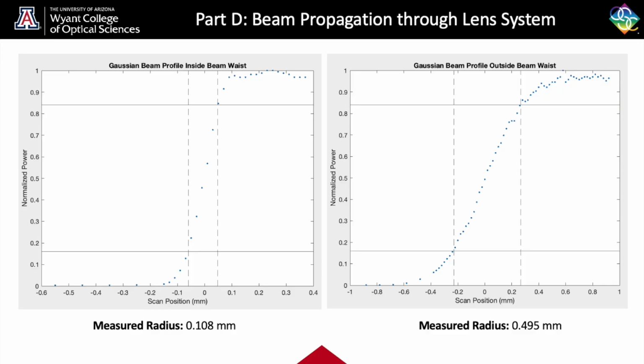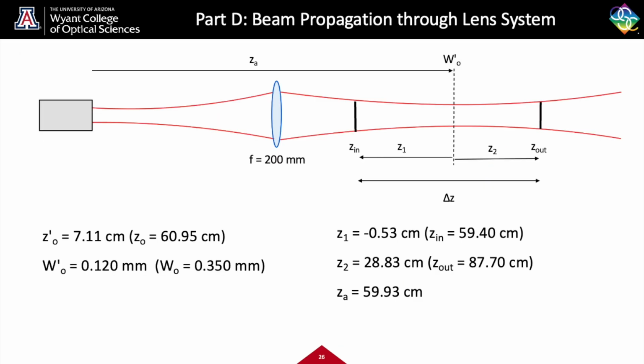Here is our experimental data from the knife edge profiling inside and outside of the beam waist. Using the same procedure as before, we found the new Rayleigh range and the new beam waist as shown on the left. The beam waist was about 3 times smaller than before, however the Rayleigh range was almost 9 times smaller. Z1 and Z2 are shown on the right. Z1 was only half a centimeter, meaning we should have taken the measurement a little closer to the lens. The new beam waist was about 60 centimeters from the laser aperture.